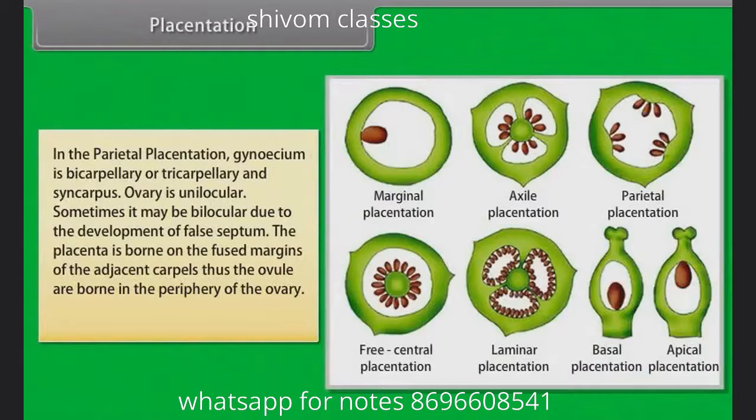In the parietal placentation, gynoecium is bicarpellary or tricarpellary and syncarpous. Ovary is unilocular. Sometimes it may be bilocular due to the development of a false septum. The placenta is borne on the fused margins of the adjacent carpels, thus the ovules are borne in the periphery of the ovary. Example: Cruciferae.